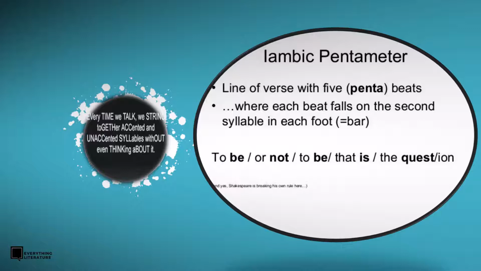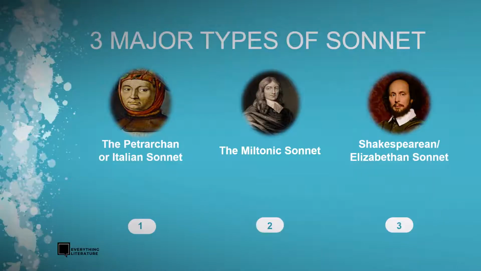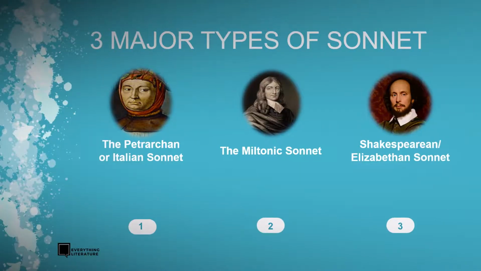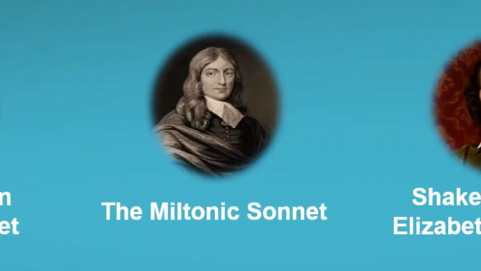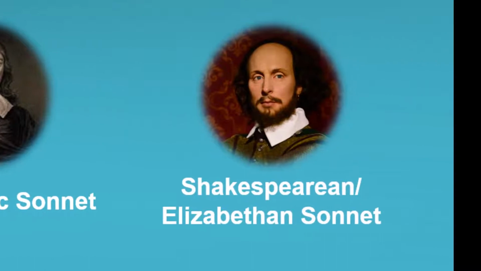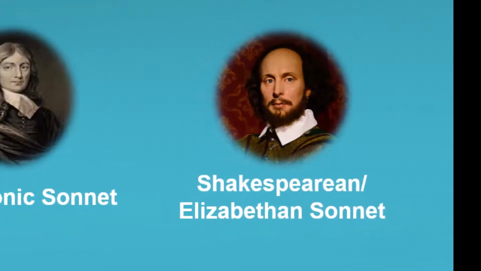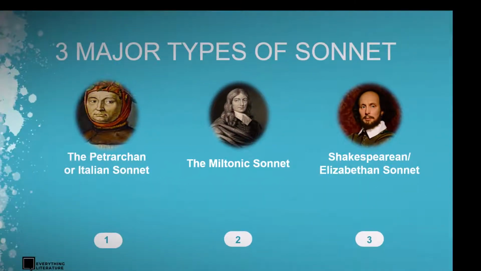Okay, so the three major types of sonnets are actually the Petrarchan or Italian sonnet, the Miltonic sonnet, and the Shakespearean or Elizabethan sonnet. Okay, I mentioned 4 earlier, but I'm trying to indicate now that we have 3 major ones. You come across these 3. In most cases, the 4th one may not be mentioned, but we have 4 in general, 3 major ones.